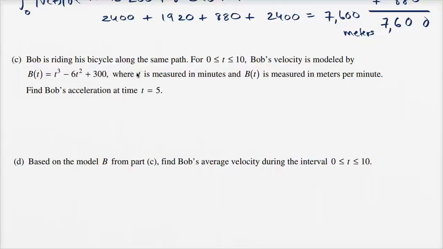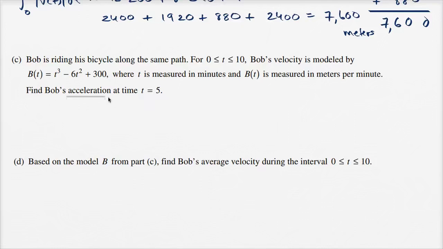Bob is riding his bicycle along the same path. For 0 ≤ t ≤ 10, Bob's velocity is modeled by b(t) = t³ − 6t² + 300, where t is measured in minutes and b(t) is measured in meters per minute. Find Bob's acceleration at time t = 5.